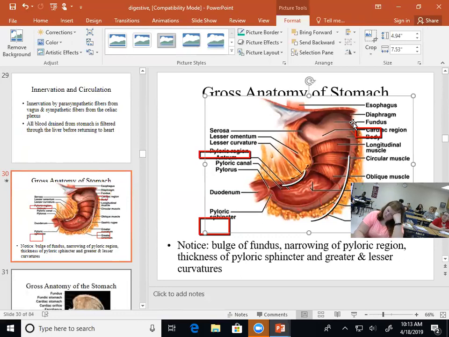So what we'll label is the esophagus, okay, the cardiac region of the stomach, and that's the way you'll say it. Because if you say cardiac, I'm going to think of heart, right? It's the cardiac region of the stomach, the fundus, the body of the stomach, and the pyloric region of the stomach, or pylorus. Good? Everybody good?